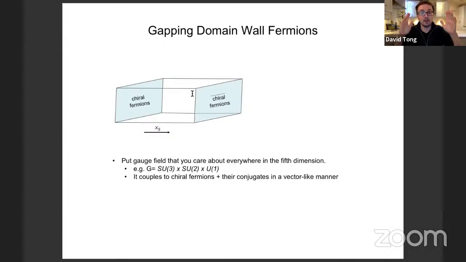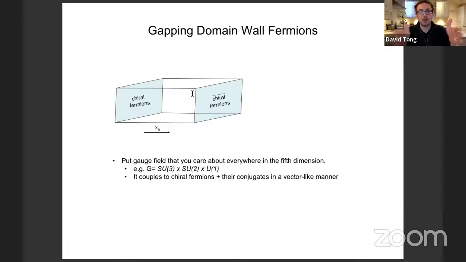Take domain walls, and I should add, firstly, I'm going to talk about domain wall fermions in the continuum, because you can talk about domain walls in the continuum. They came from Callan and Harvey originally. And then I'll compare that to the kind of things that people have been doing on the lattice. So in the continuum, we take an interval for the fifth dimension. Take the gauge theory that you care about and put that everywhere. So it's a 5-dimensional gauge theory that looks 4-dimensional at low energies.